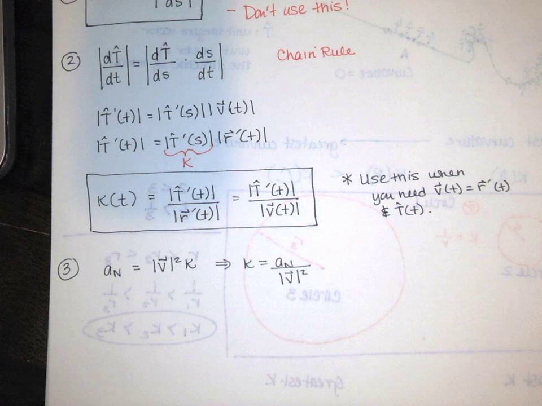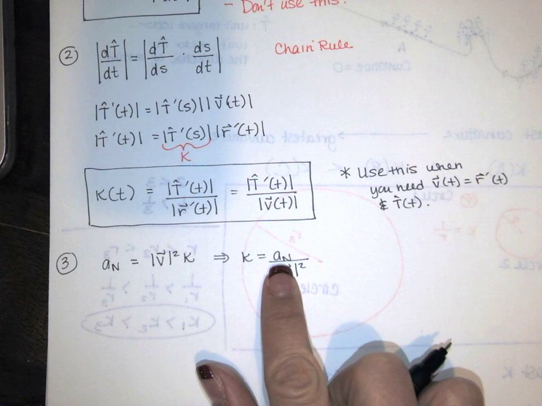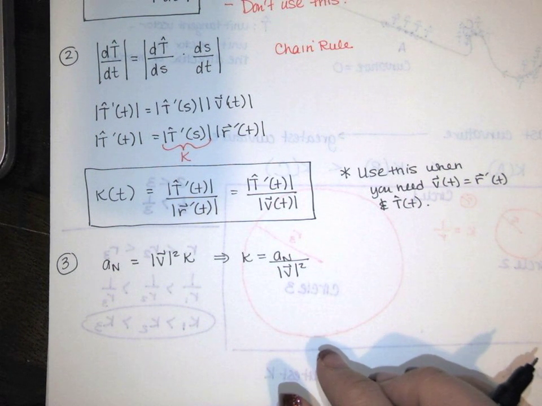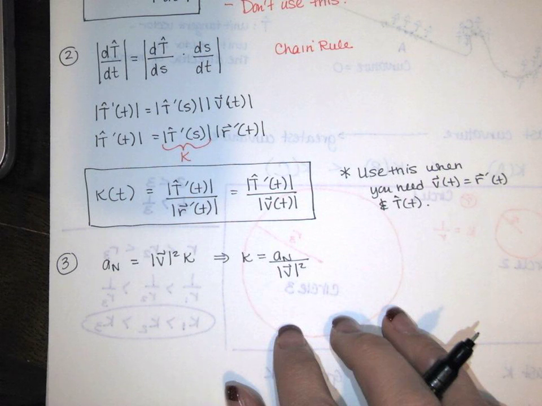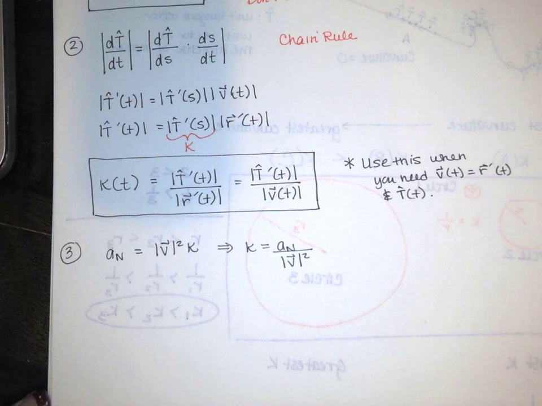Now we remember that it took a lot to get to a sub n, so I'm going to try to write a sub n in terms of other quantities that I'm accustomed to. It would be convenient to write a sub n in terms of acceleration, in terms of velocity, in terms of the derivatives r prime, r double prime, and all of that. So we're going to do that.